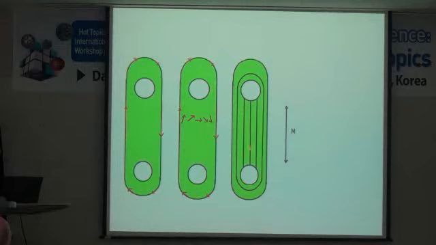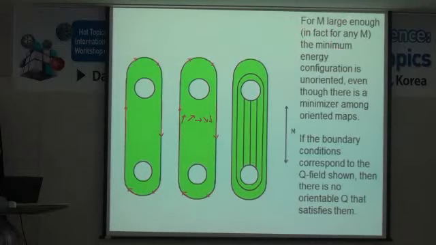On the other hand, you could consider this line field. This is a competitor which satisfies the boundary conditions. This is a non-orientable line field. Its gradient in the middle here is zero because it's constant. So you can see that if this distance is large enough, this will beat the orientable one, because you have a lower bound for the integral, and the two-dimensional integral will grow as m increases. So for m large enough, and more detailed analysis shows for any m, the minimum energy configuration is unoriented, even though there's a minimizer among oriented maps. The minimizer for the constrained theory is in fact not oriented.